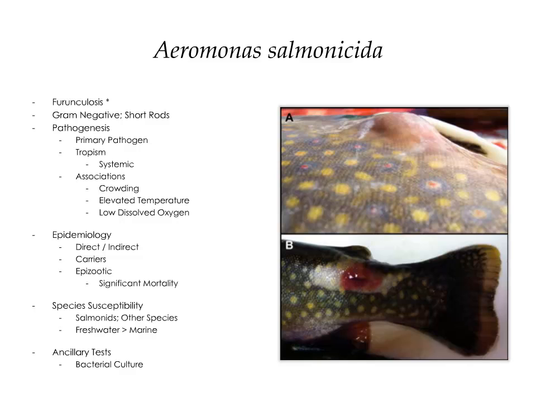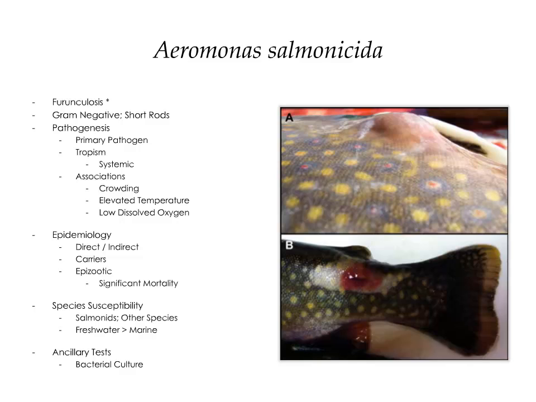In regards to epidemiology, transmission is either direct or indirect. Some fish can serve as carriers. Epizootics are associated with significant mortality. Although this is primarily a disease of salmonids, other species can be affected. Infections typically occur in freshwater environments, and less so in marine environments. Ancillary testing includes bacterial culture.